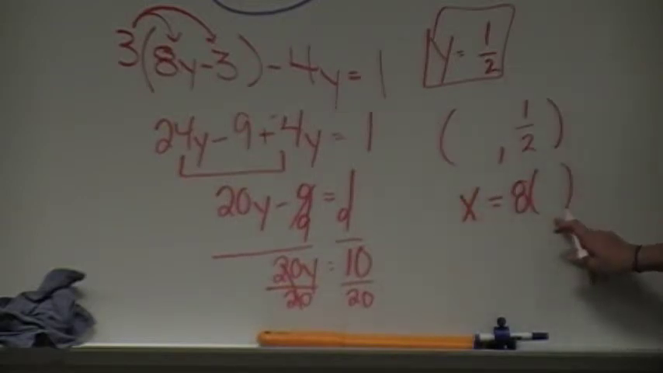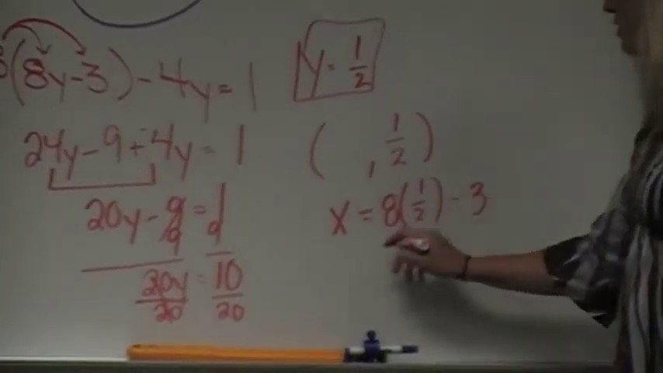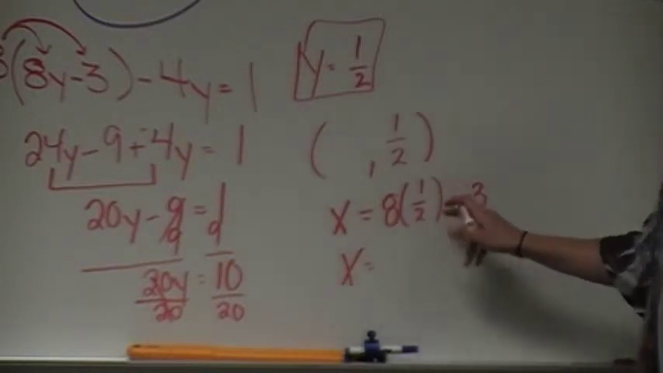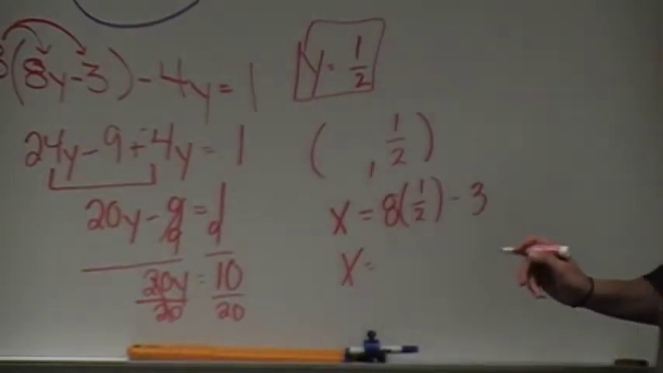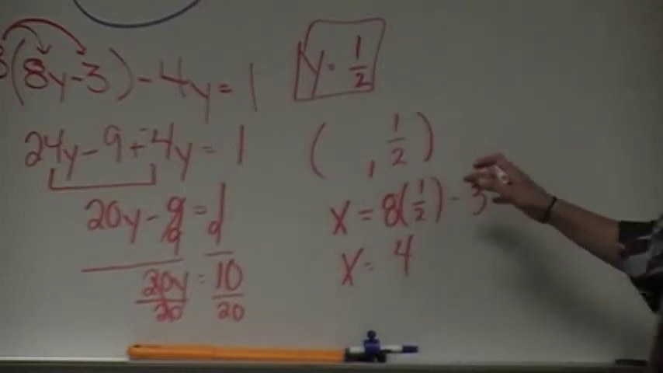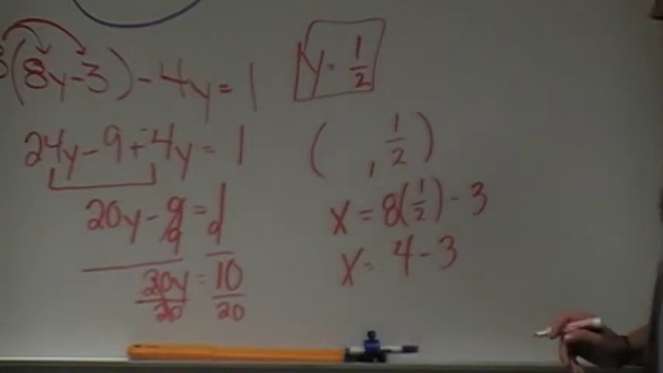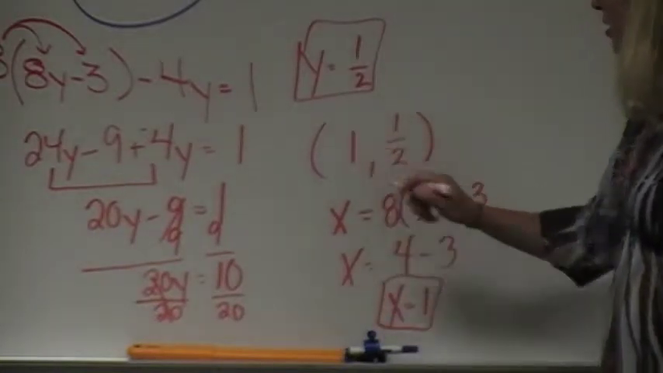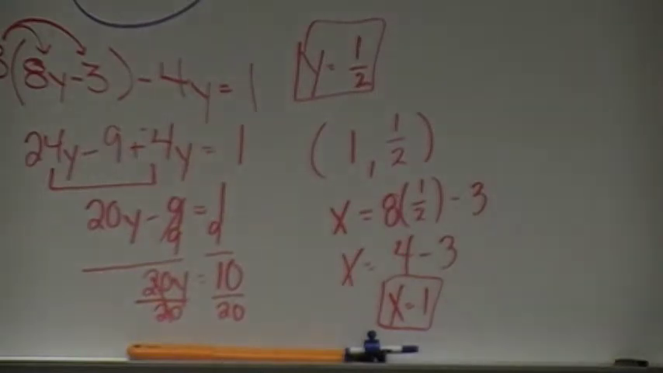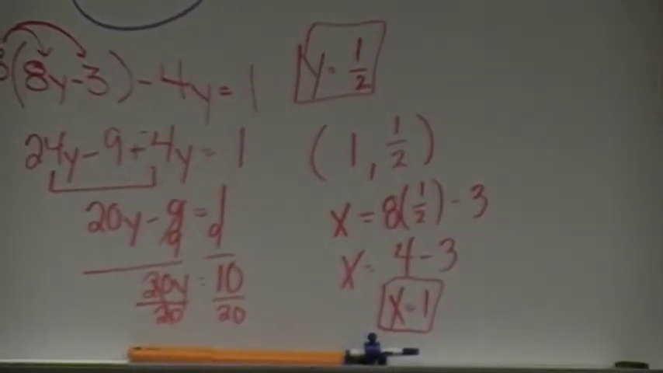What is y now? 1/2 minus 3. X equals, what's 8 times 1/2? 4, right? Yep. 8 times 1/2, not 8 plus 1, or minus 1/2. And then minus 3. What's 4 minus 3? 1. And now we have our x coordinate of our ordered pair. Now there's one more thing we need to do. What is it? Check.